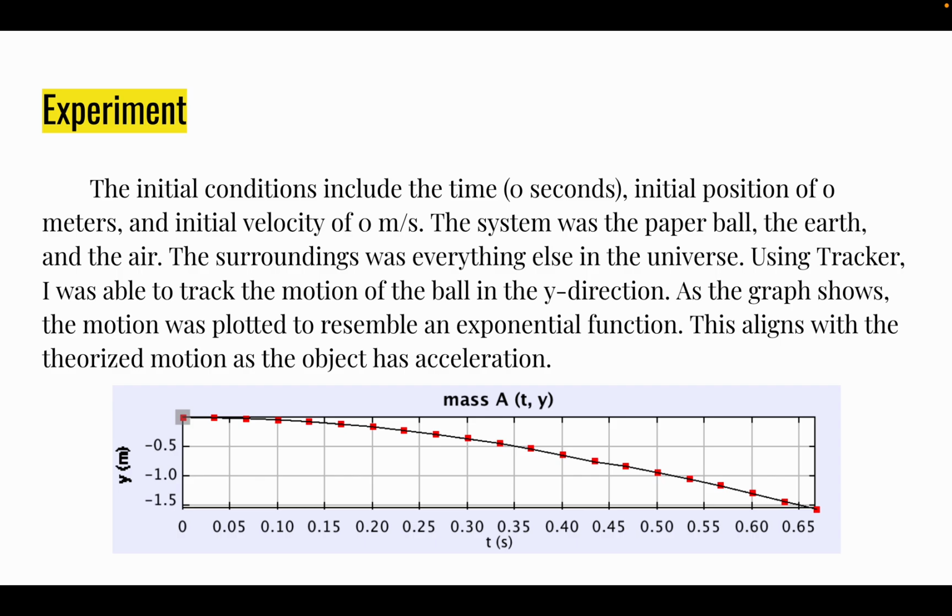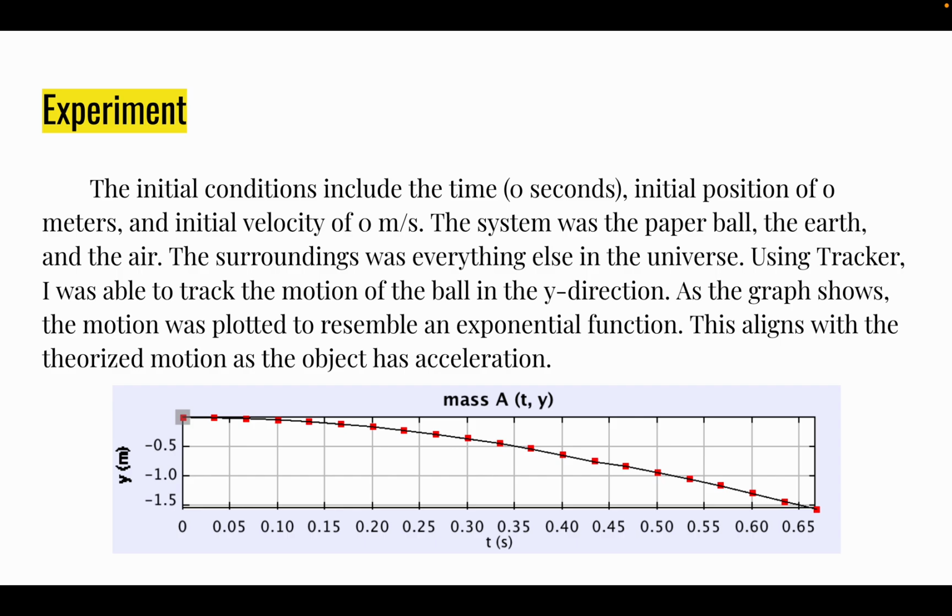Experiment. The initial conditions include the time, which was 0 seconds, initial position of 0 meters, and initial velocity of 0 meters per second. The system was the paper ball, the earth, and the air. The surroundings were everything else in the universe.